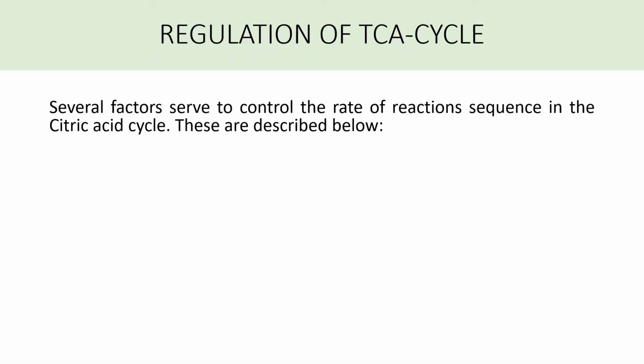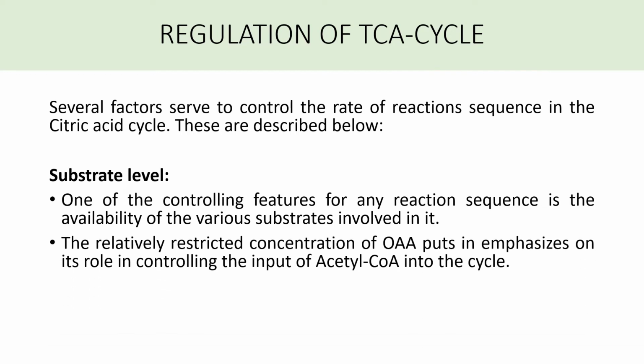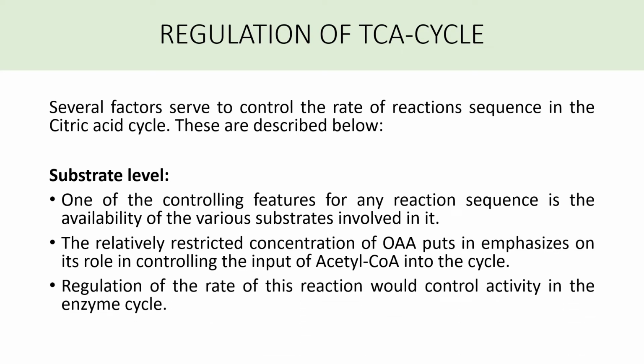Regulation of TCA cycle. Several factors serve to control the rate of reaction sequence in citric acid cycle. These are described as number 1, substrate level. One of the controlling features of any reaction sequence is availability of the various substrates involved in it. The relatively restricted concentration of oxaloacetate puts an emphasis on its role in controlling the input of acetyl coenzyme A into the cycle. Regulation of the rate of this reaction would control activity in the enzyme cycle.